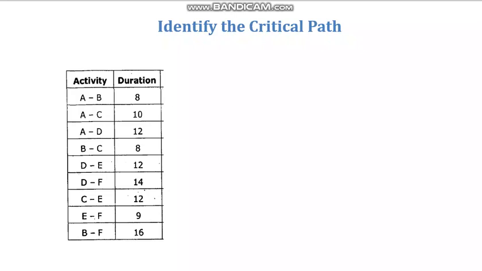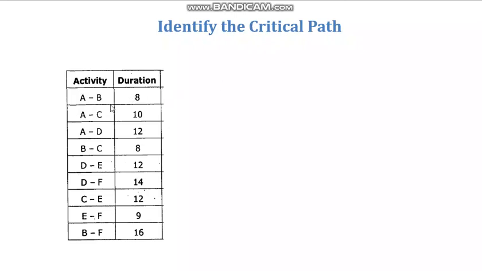Dear students, welcome to another lecture in critical path method. Yesterday we saw how to draw a network diagram from the given information. Today let us see how to draw the critical path, how to identify the critical path of a network.